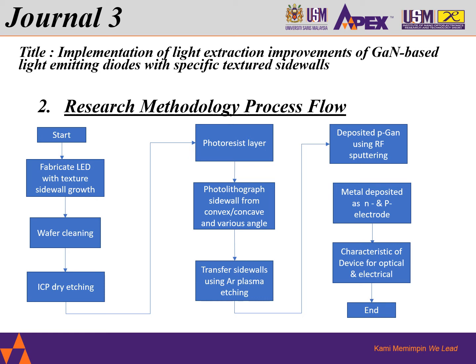The next process is to transfer the sidewall using argon plasma etching. The next process is to perform deposition of P-GaN using RF sputtering. The last part of the fabrication process is to perform metal deposition and P-type electrode. After that, we perform characterization of the metal and also characterization of the device, optical and electrical.